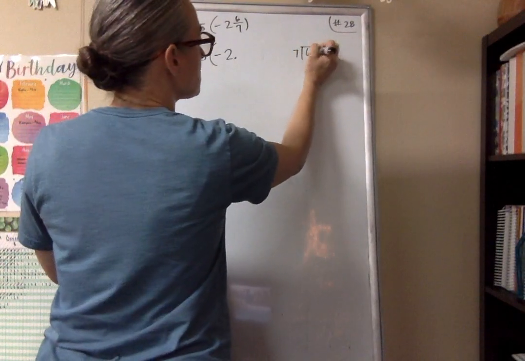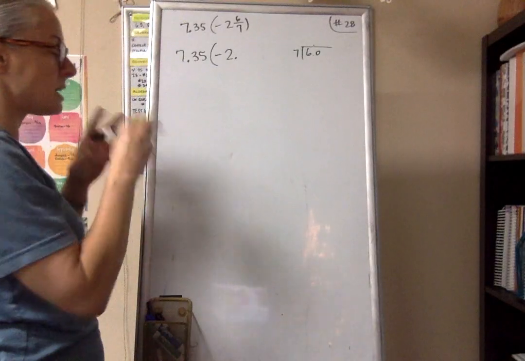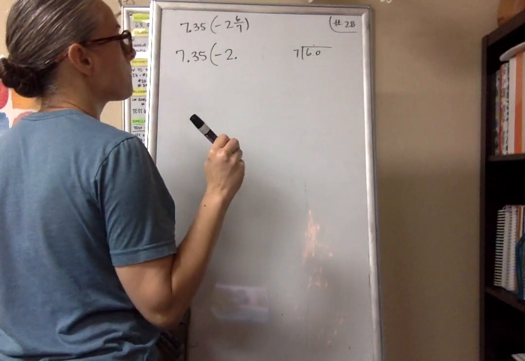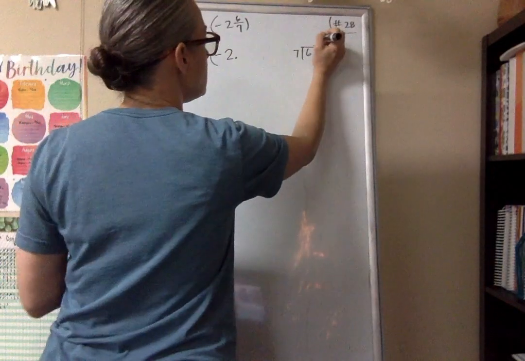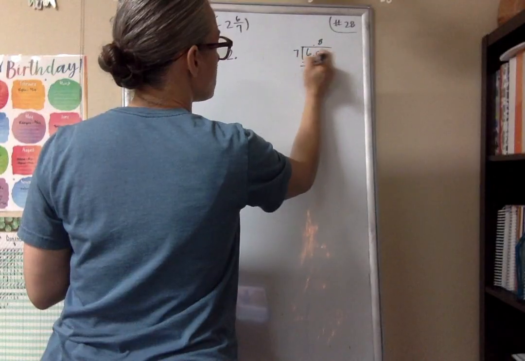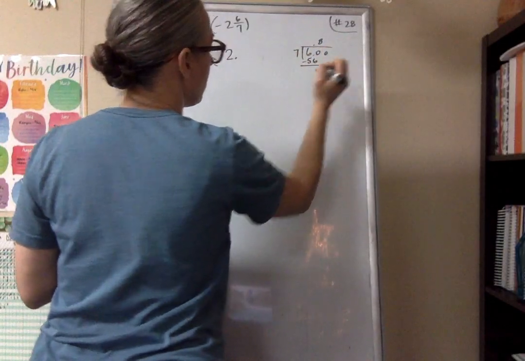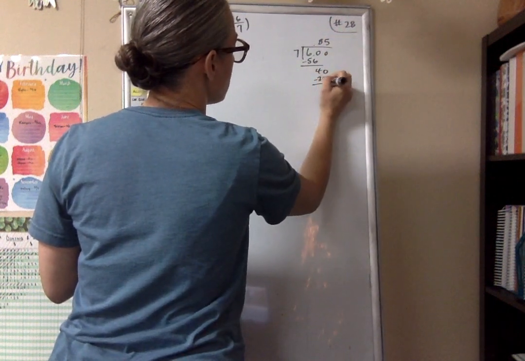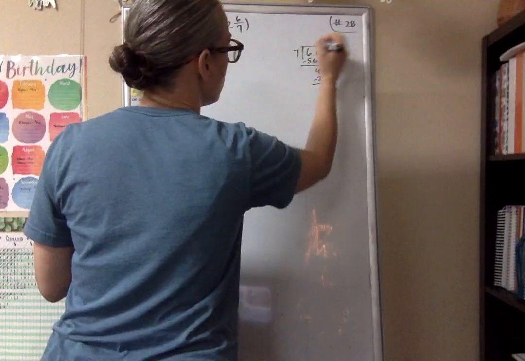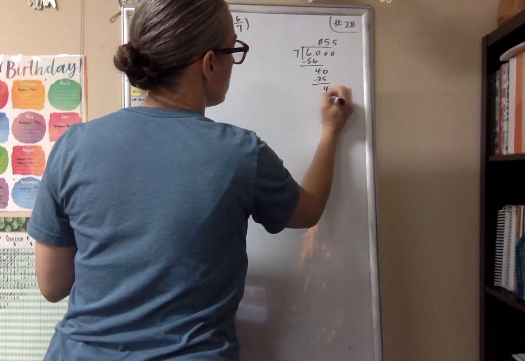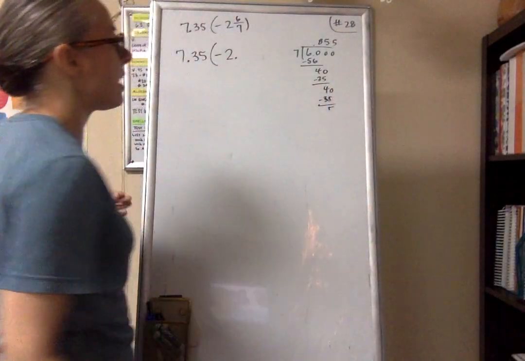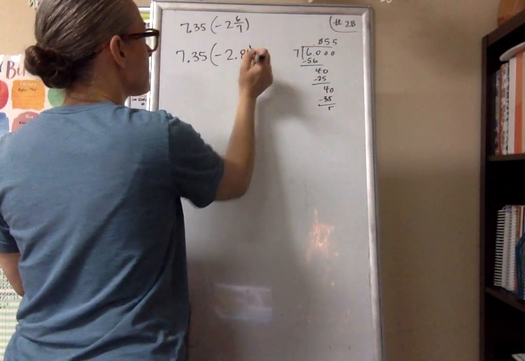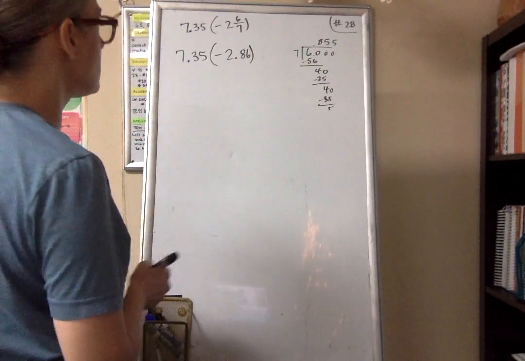7 can't go into 6, so I have to annex a 0, add a decimal point and annex a 0. And 7 times 8 is 56. I'll subtract and get 4. Bring down that 0. 7 times 5 is 35, and I'll subtract and get 4 and bring down a 0. And you can see that that's just going to keep repeating that 5. So I can just round that off to 0.86 and then multiply these two decimals together.